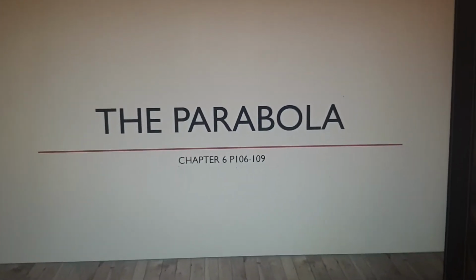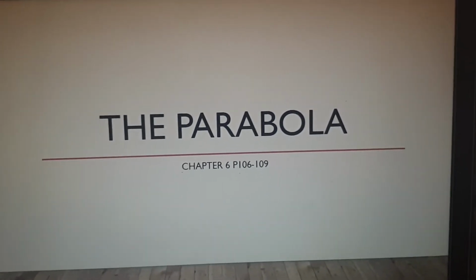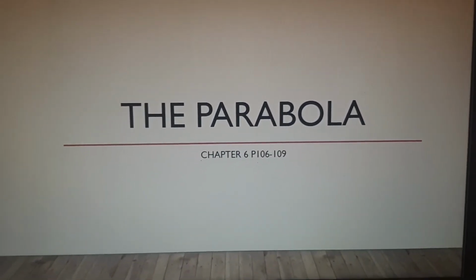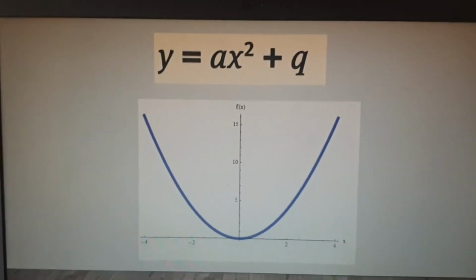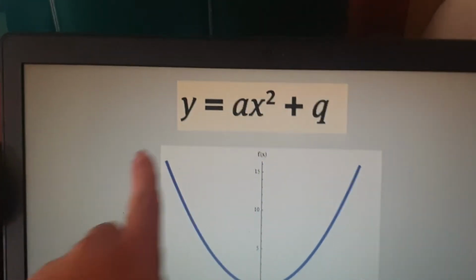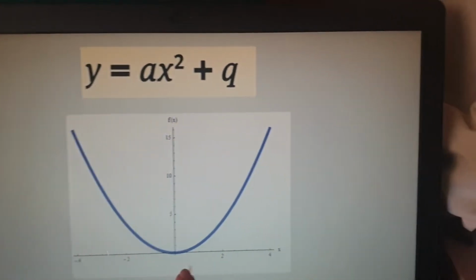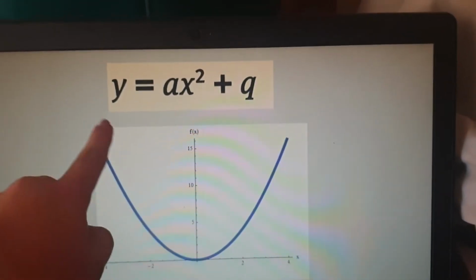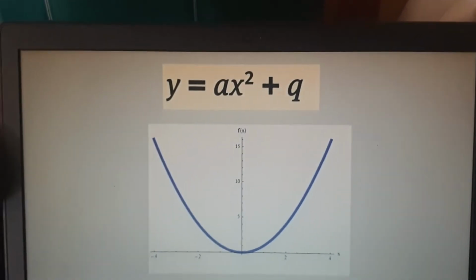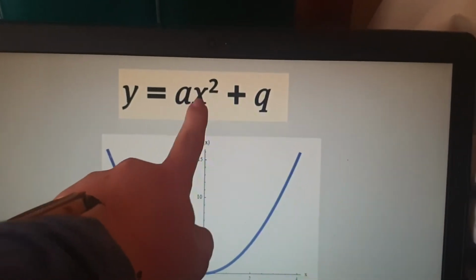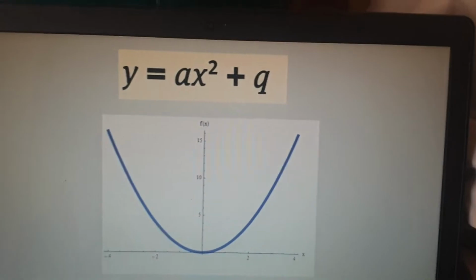Today we are taking a look at the parabola. It's chapter 6, page 106 to 109 in your textbook. So the first thing that's important is, whenever you see this formula, you immediately have to know what the shape of the graph will look like, our standard parabola. Now we're going to take a look at the influence of each one of these values in our graph.